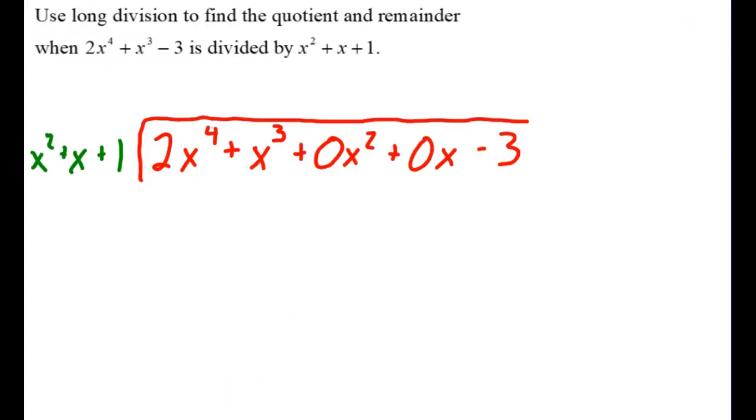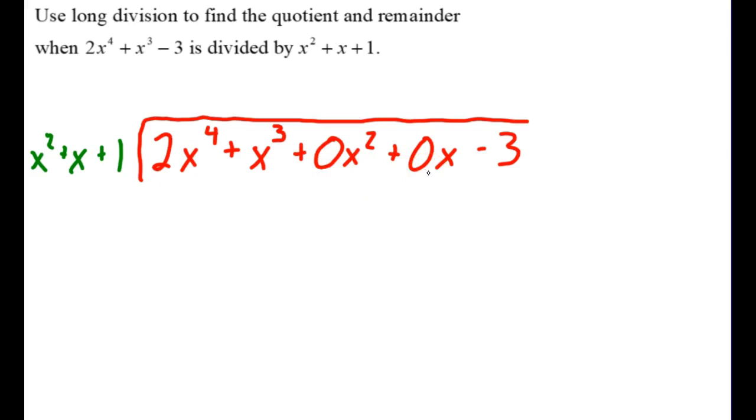In this next example, we're going to review long division to find the quotient and the remainder. So we have 2x to the fourth plus x cubed minus 3, and we're dividing that by x squared plus x plus 1. When we're using long division or synthetic division, if we're missing a term in our polynomial, we need to make sure to account for that missing term. In this case, we're missing an x squared and an x. So we need to make sure to put a 0x squared and a 0x in for those missing place values.